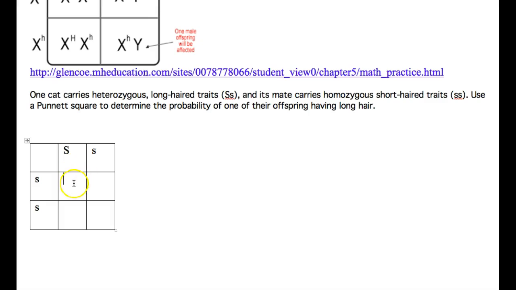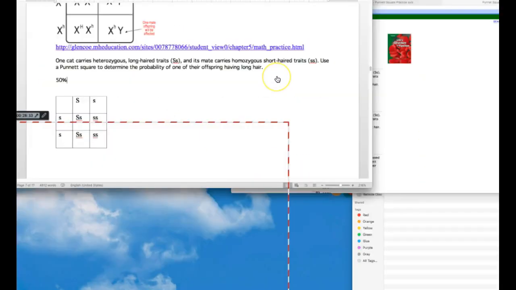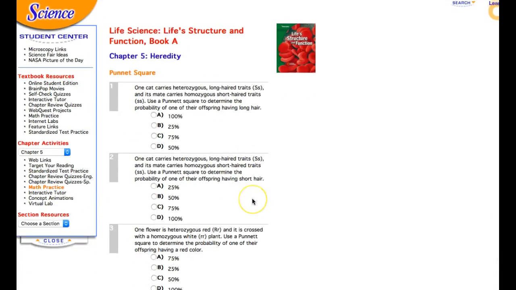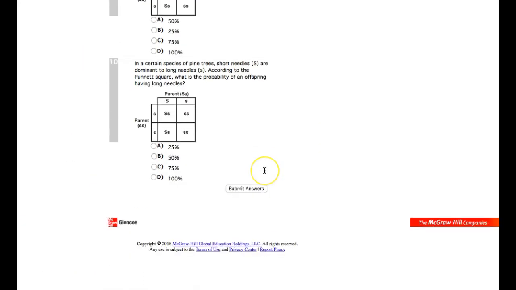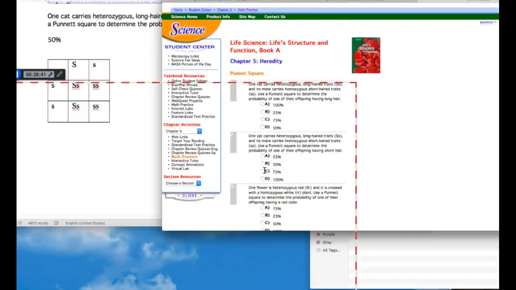So now we set up the Punnett square. All right. Having long hair, so you know that these 2 are long hairs. So the probability would be 50%. All right. Make sure that you do some of these questions as practice, either tonight or before our test, to make sure that you know how to do these type of questions.